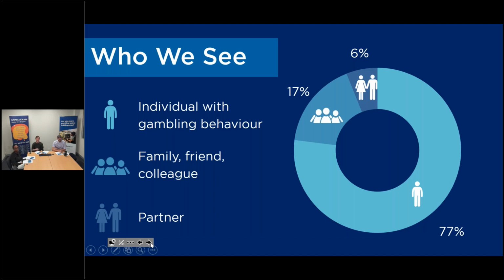So looking at the people we see seeking help for gambling related harm. Up here in the Hunter, New England, about 77% of our client base are people who identify as having problem gambling. 17% of people we see are the family, friend, or colleague of someone who gambles, and 6% of our client base are the partners of someone who gambles.